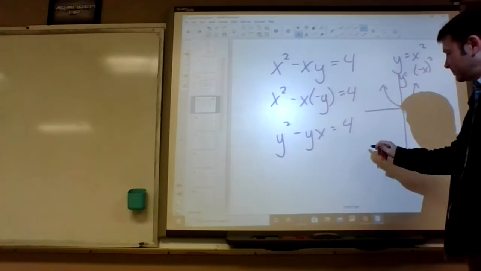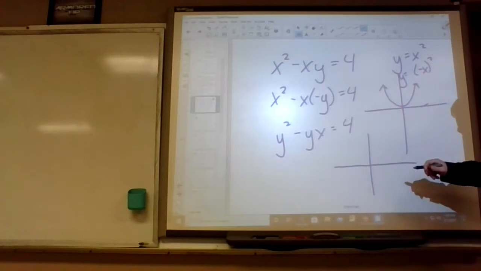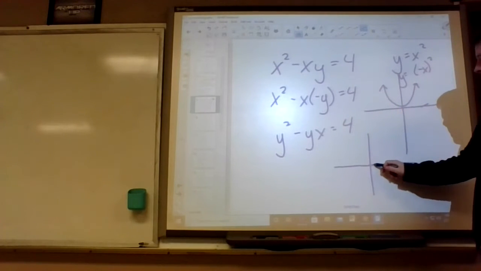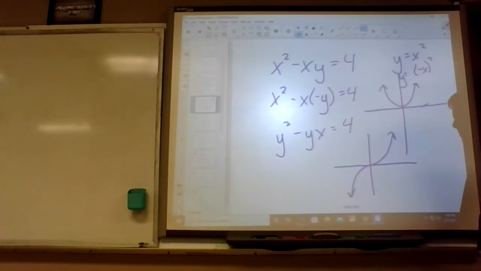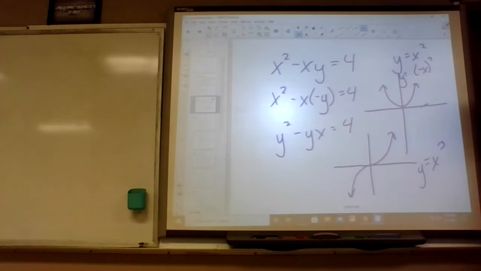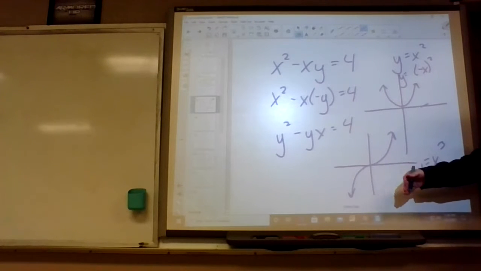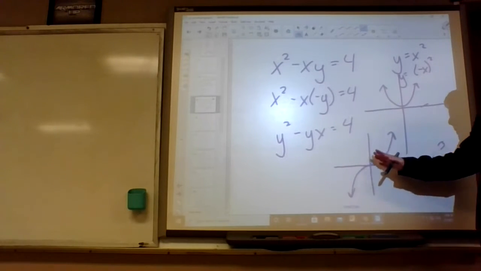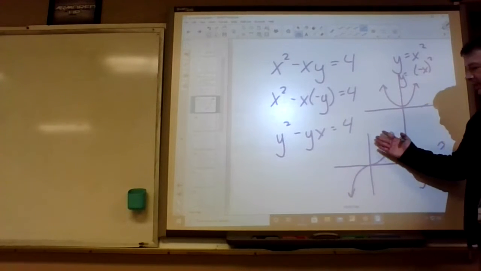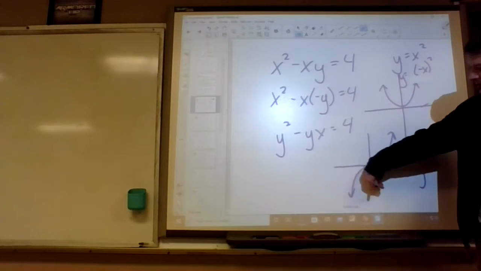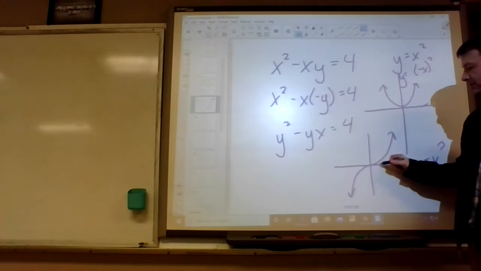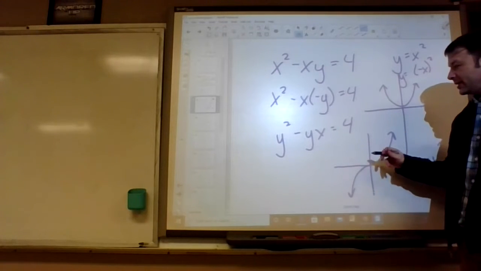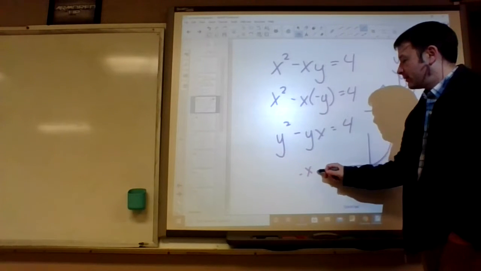So here's a picture of something that's symmetrical about the origin, like that. That's kind of like the function y equals x cubed. It's like things over here flip this way, flip that way. Or here would be flip this way, flip that way. And that happens when you switch the x and the y values.